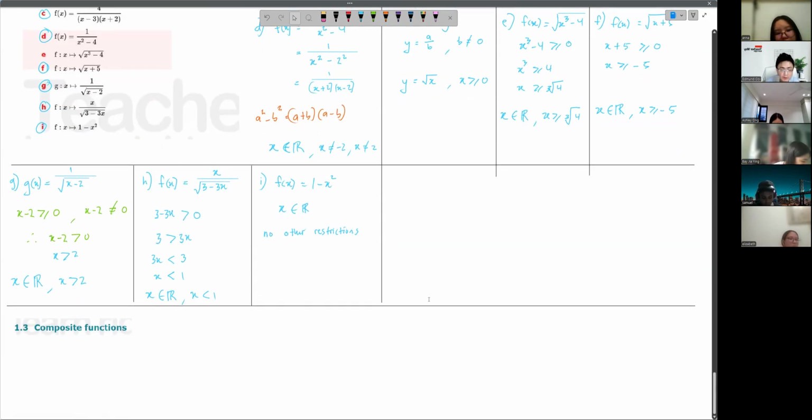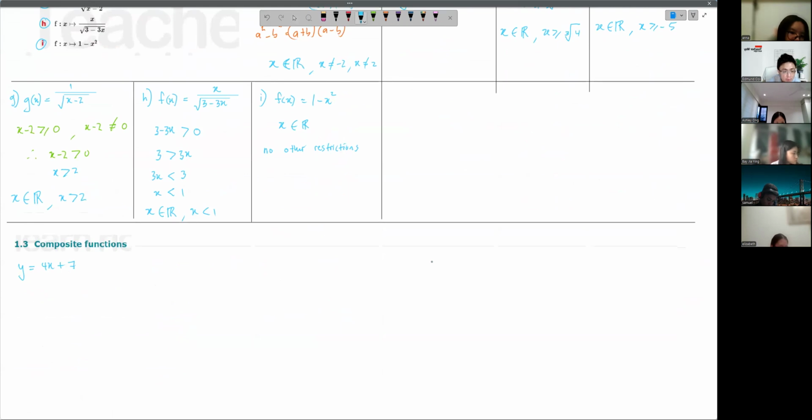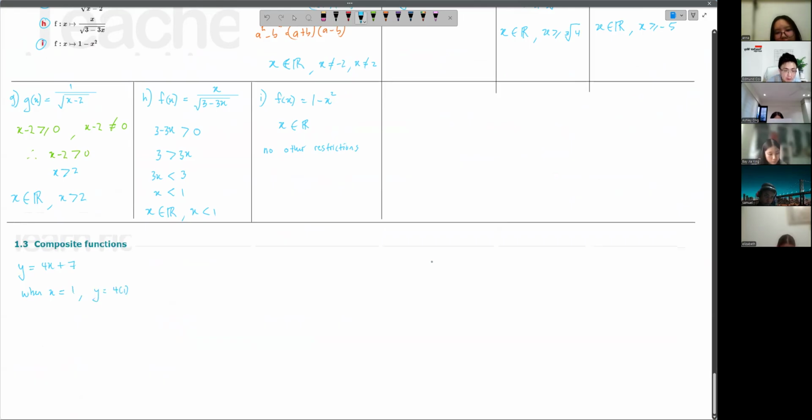So far you have seen us using f(x) and g(x). This is another way of writing an equation. For example, if you take y equals 4x plus 7, and we want to say when x equals 1, then y will equal 4 times 1 plus 7, which equals 11. So when we have y and x, this is how we write it.